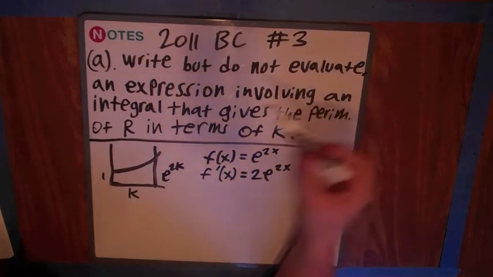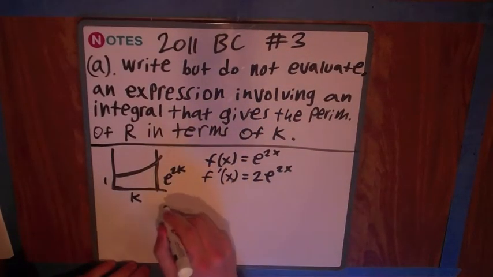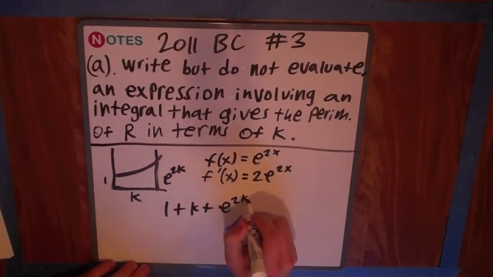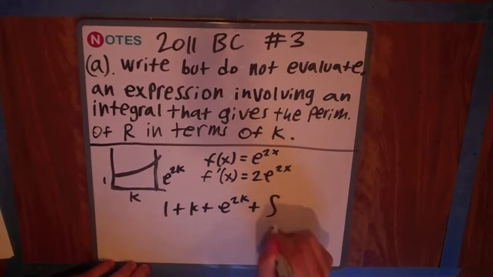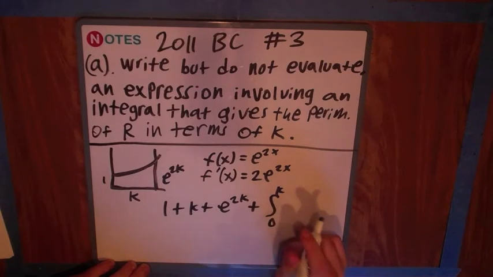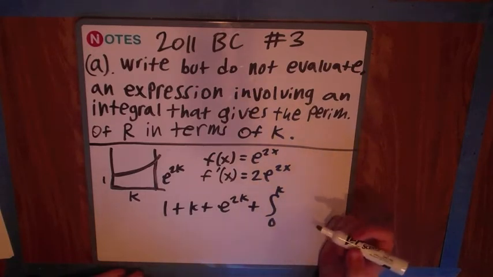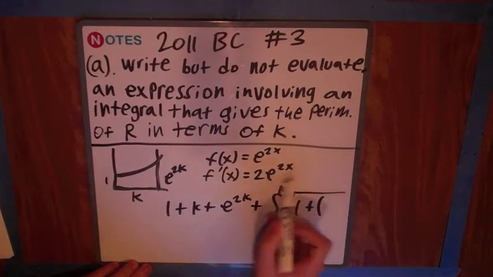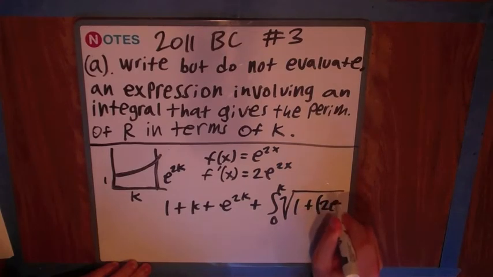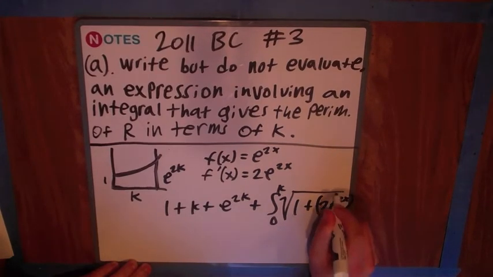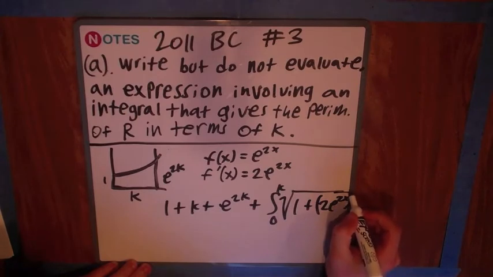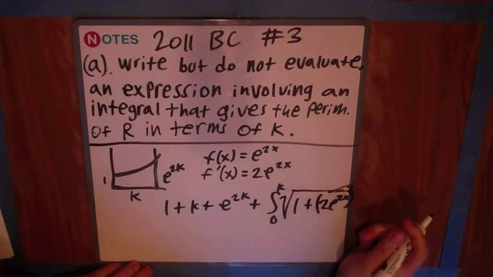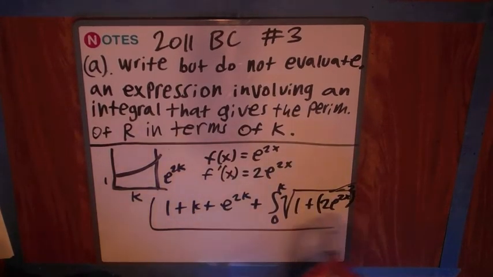So our expression will look as follows. 1 plus k plus e to the 2k plus the integral from 0 to k for our arc length, and the equation square root of 1 plus, using our derivative, 2e to the 2x, that quantity squared, which I cannot fit, but squared right there. So that is the expression.